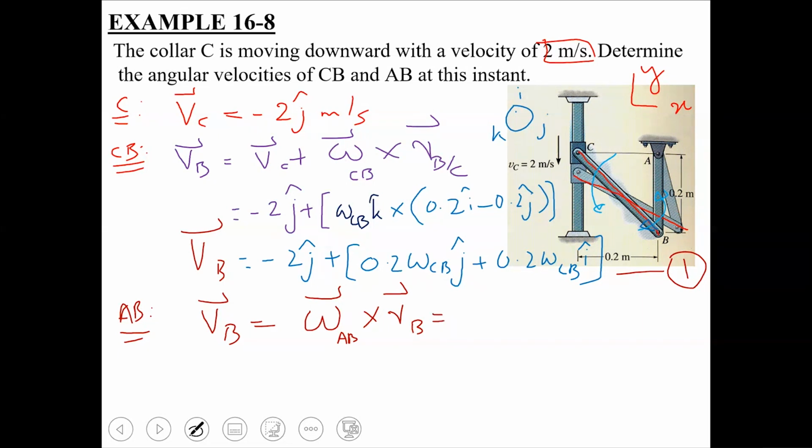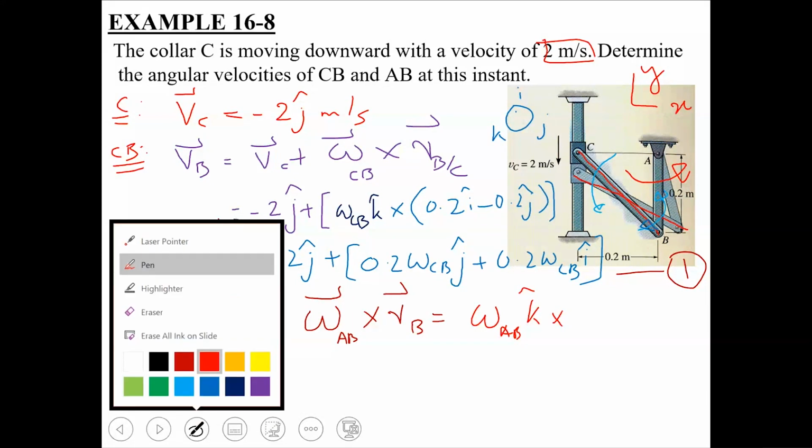As far as the vector form of this omega is concerned, अगर कॉलर नीचे की तरफ आ रहा है तो लिंक AB किस डायरेक्शन में मोशन कर रहा होगा? Right side. So this link AB would be traveling towards the right side. In other words, the angular velocity of this link is going to be in a counterclockwise direction. So omega AB vector can be written as omega AB K. Is it clear to all of you? Yes, sir.